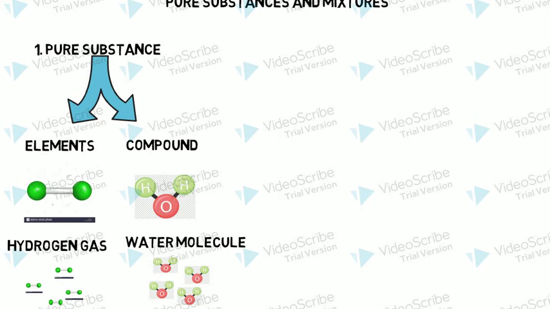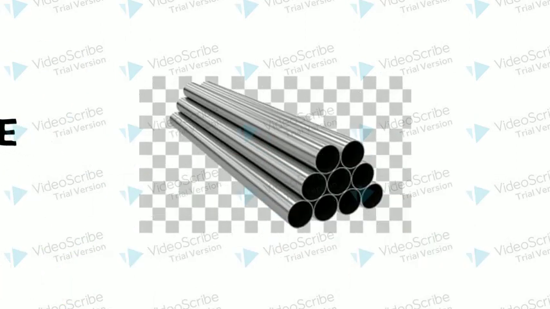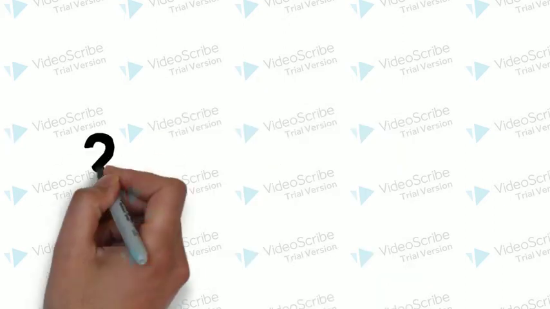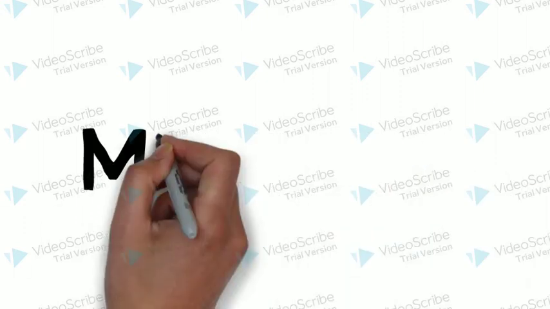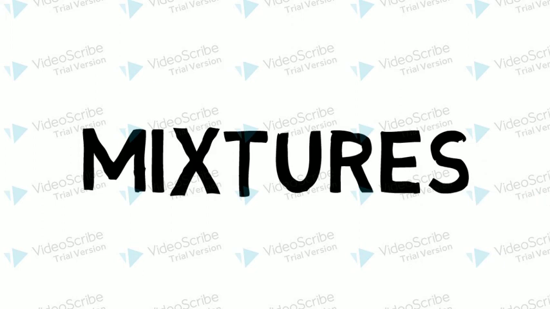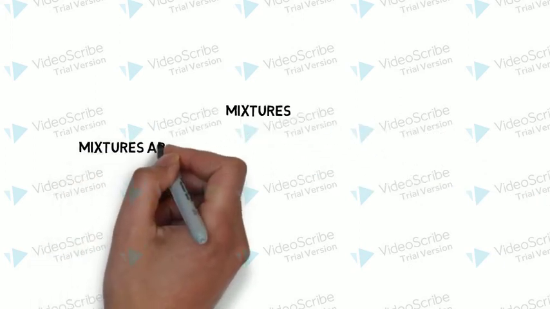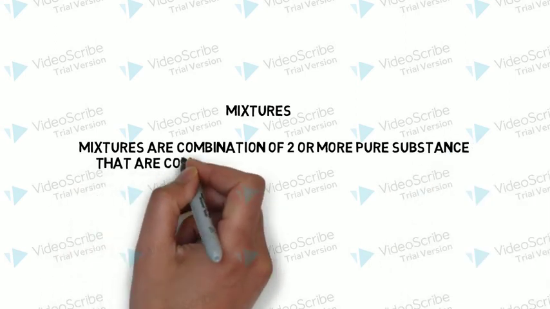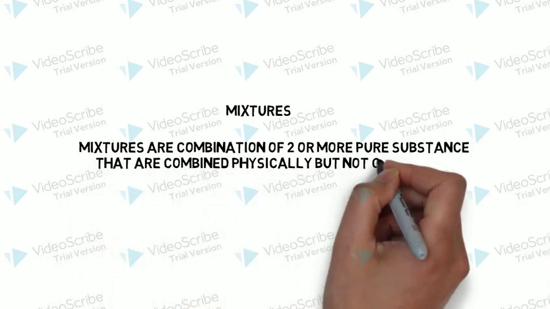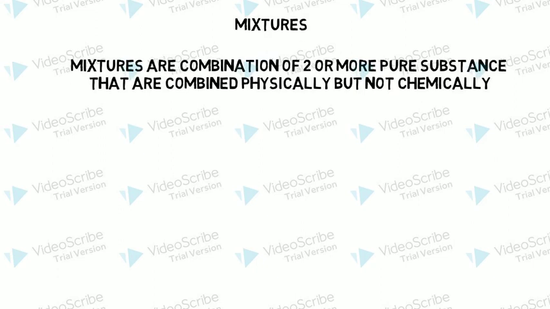Now, what about mixtures? Before talking about mixtures, we will talk about the effect of physical change on pure substances. Physical change has no effect on pure substances. What about mixtures? Mixtures are combinations of two or more pure substances that are combined physically but not chemically.